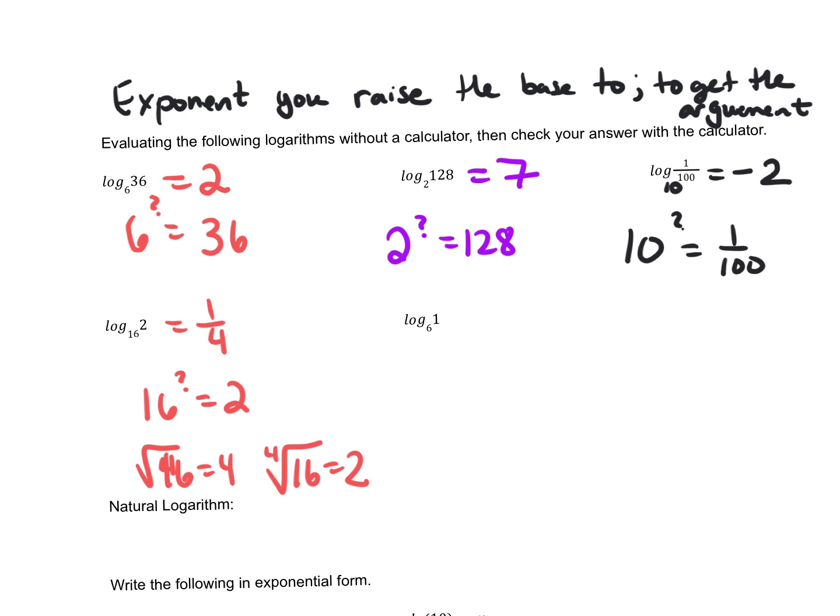Last one, we have log base 6 of 1. That's going to be 6 to what power is 1, and the only thing you raise a number to and get 1 is 0. So log base 6 of 1 equals 0.